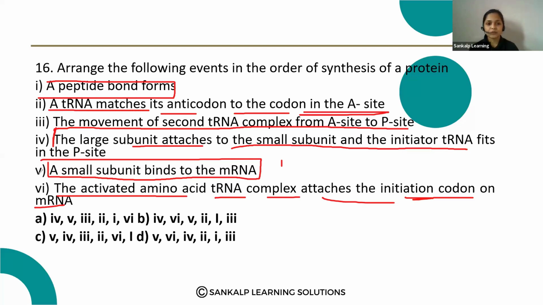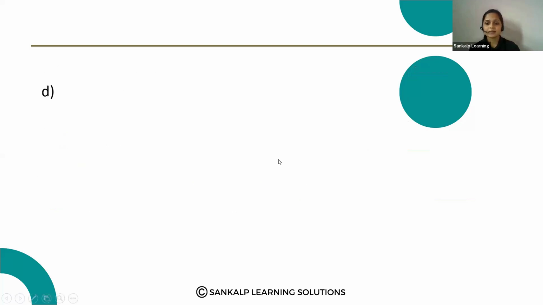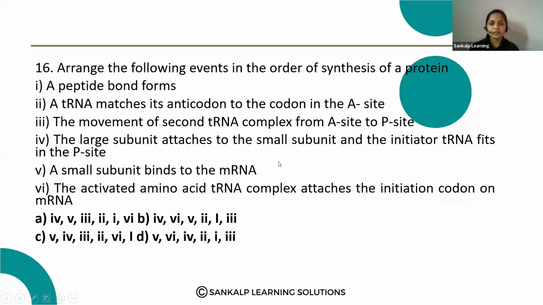So first step is fifth one. So fifth one is observed in the C and D. See the next step. Next is the fourth. Look at the fourth step, not sixth. The activated amino acid tRNA complex attaches to the initiation codon. So which one is the correct answer? I think option D is the correct answer. Yes, option D is the correct answer. That is fifth one, sixth one, fourth one, second one, first one, and the third one. Okay.